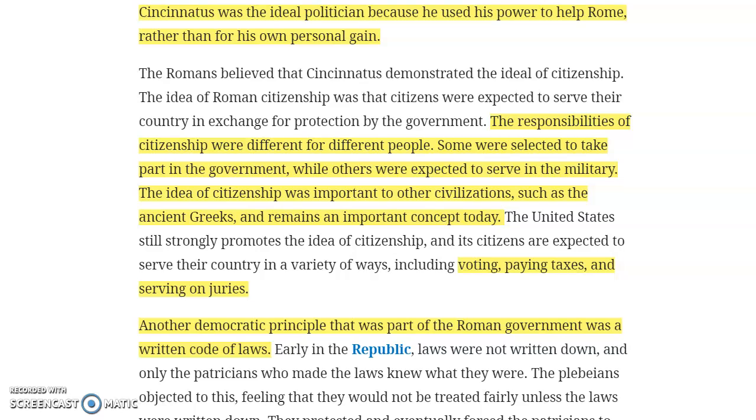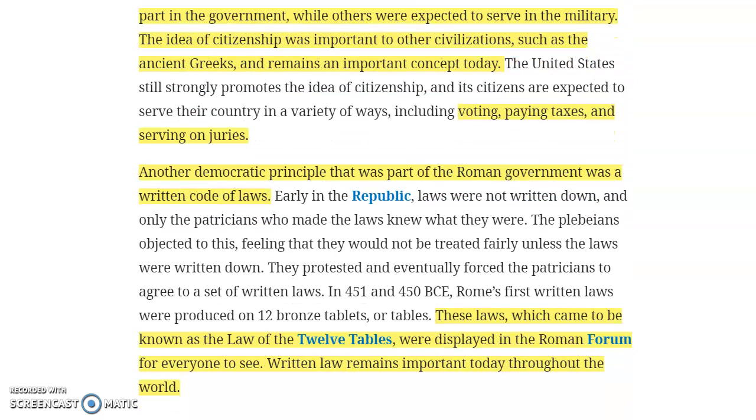So that is also something very important to them and to us today, is being a good citizen. And the last thing they talked about on that page is having a written code of laws. Just like we have today, we have all of our laws written down. They wrote their own laws, and they were called the 12 Tables, and they were displayed so that everybody could see. They made sure that everyone had agreed on those laws.